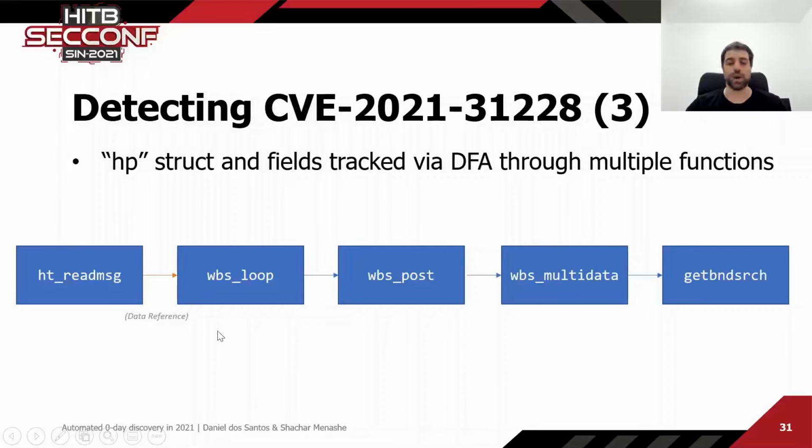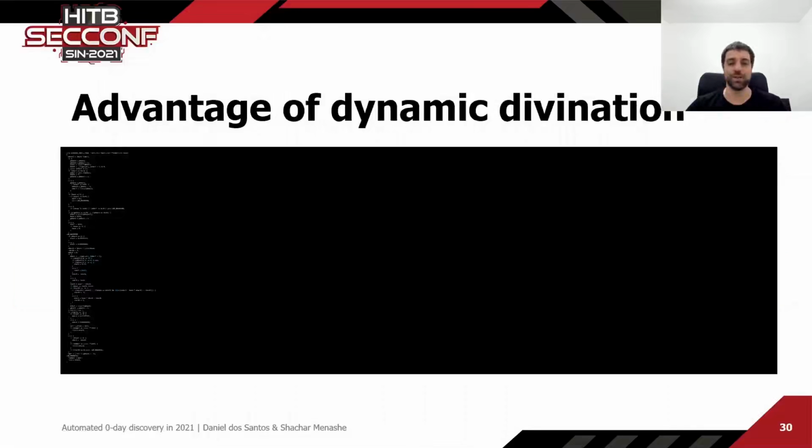Okay, so now that we have everything together, basically, like I showed before, the data flow analysis reached the get bounded search function, and the second argument is tainted by that initial source argument that's coming from A2L. And this vulnerability was classified as a sign comparison.